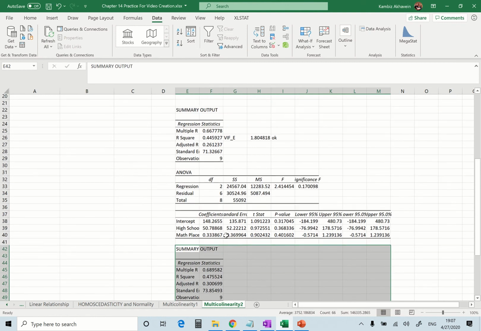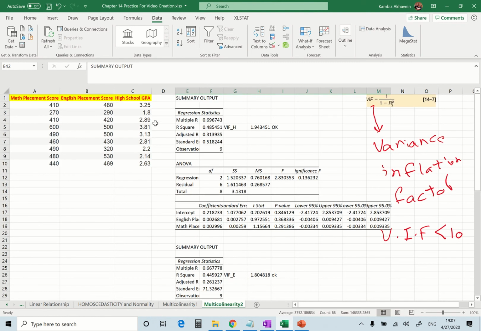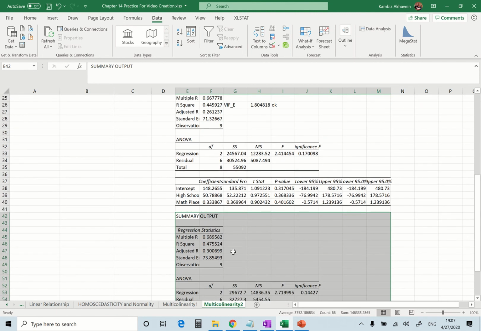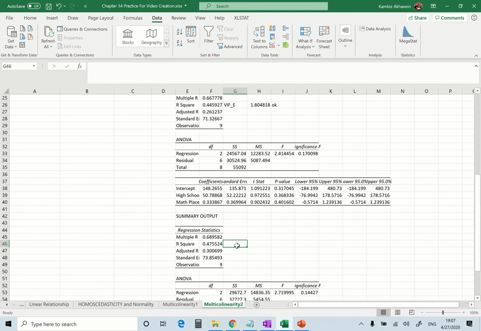Okay, so this was for high school GPA. Sorry, for math placement score. So that's for math placement score. So this is my VIF for math placement score, equal to 1 over 1 minus R squared. Is that less than 10? Yes, so that is also okay.